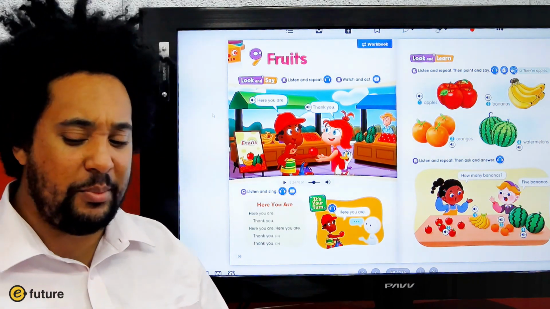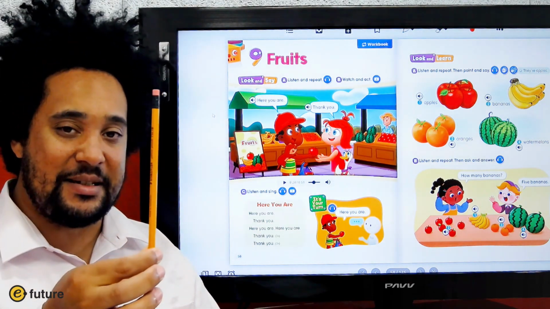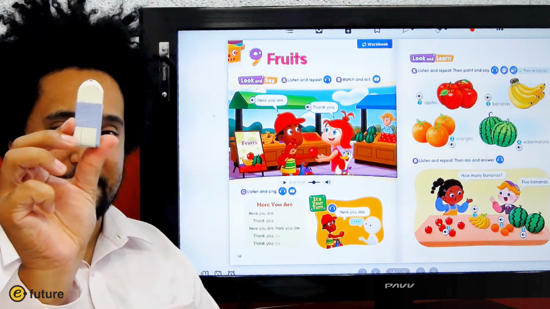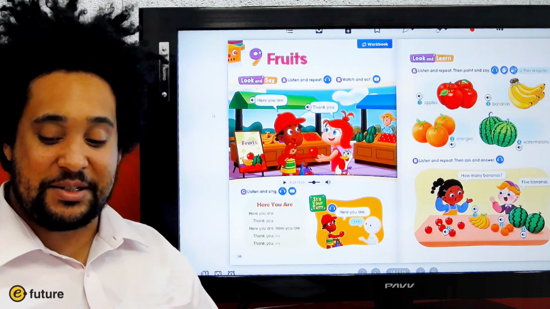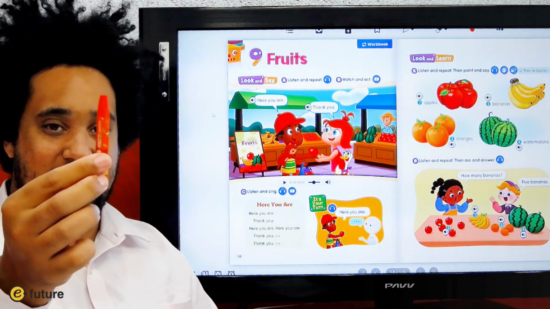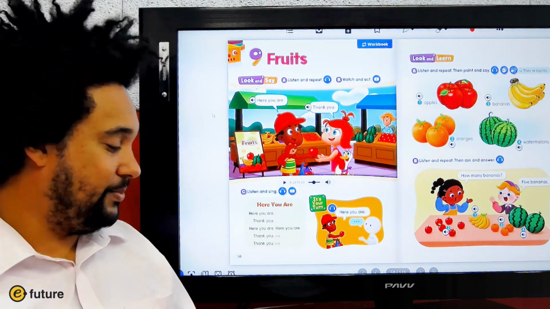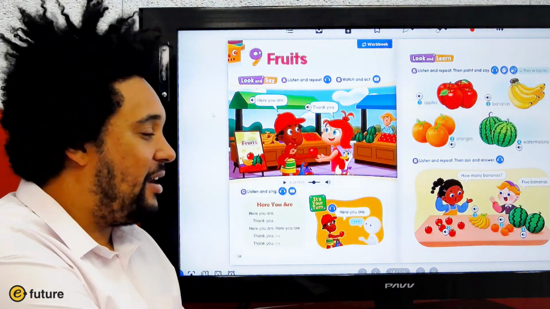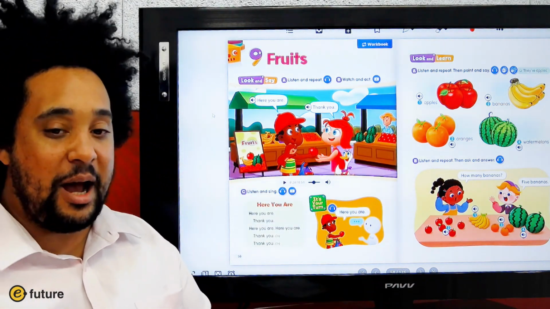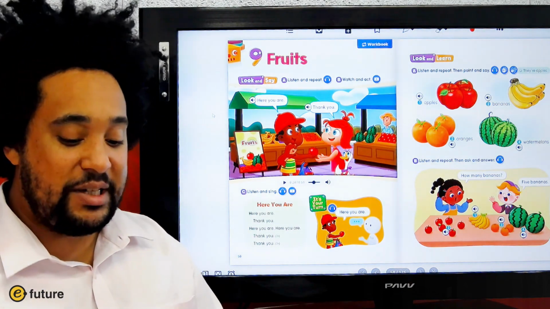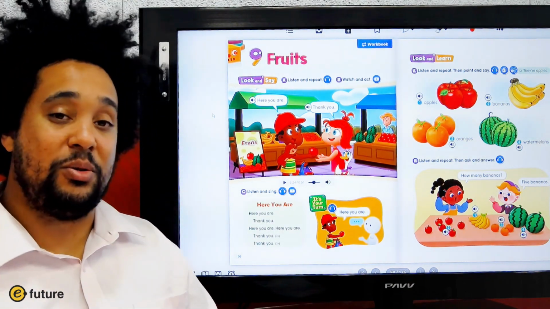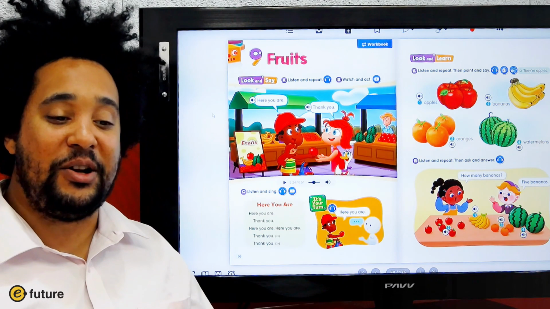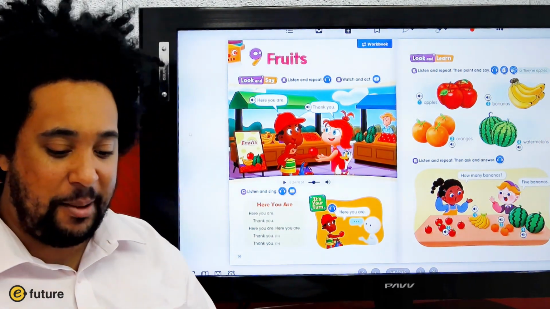So, let's see if you remember these objects. What is this? That's right, it's a pencil. What is this? It's an eraser. And what about this? It's a crayon. And what about this? It's a book. Now, when we were talking about these objects, we would say things like how many. So, for example, how many crayons? One crayon. Very good.